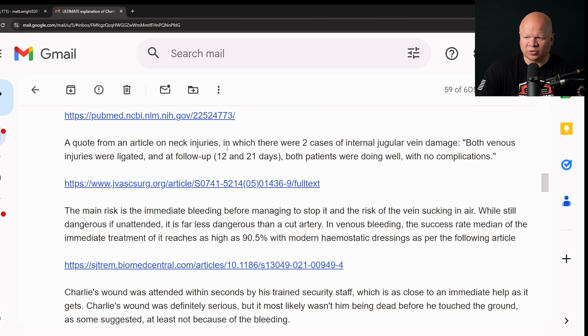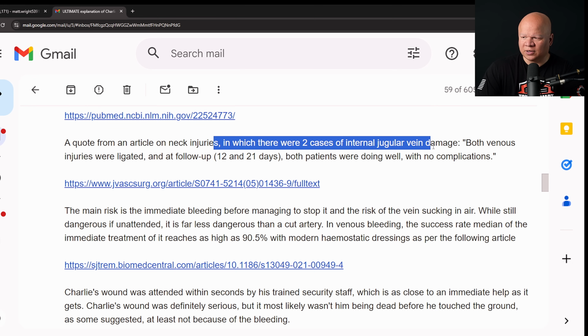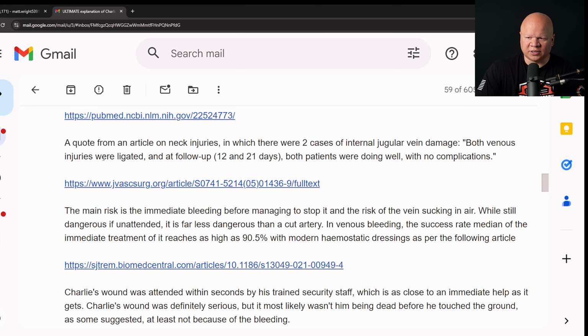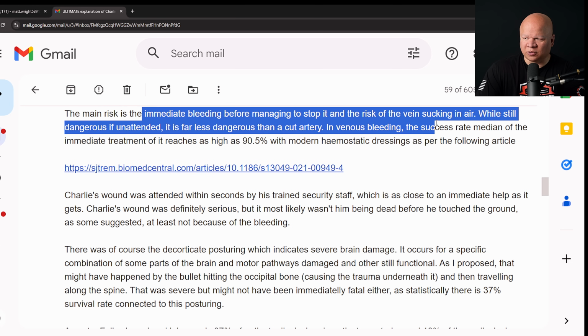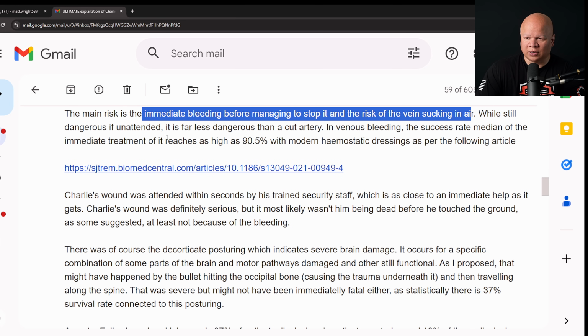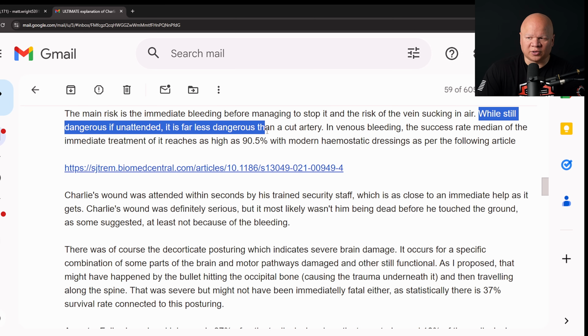A quote from an article on neck injuries in which there are two cases of internal jugular vein damage: "Both venous injuries were ligated. At the follow-up, 12 and 21 days, both patients were doing well with no complications. The main risk is the immediate bleeding before managing to stop it and the risk of the vein sucking in air. While still dangerous if unattended, it is far less dangerous than a cut artery." So in other words, if you were to have an artery get slashed in your throat, it's much more dangerous than if you got a vein slashed in your throat.